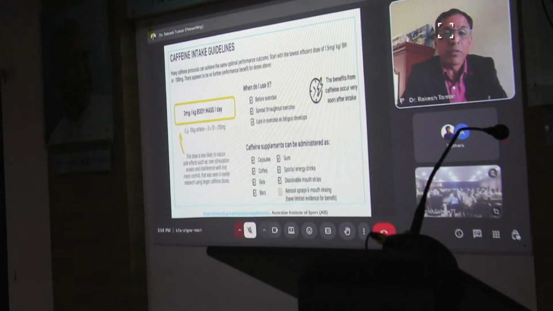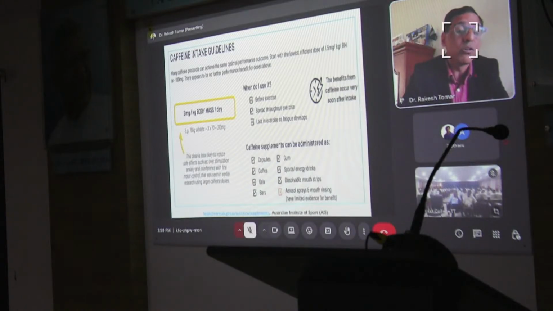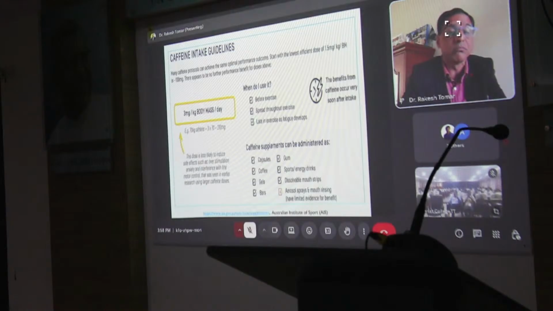So, if you take the higher dose, you should not go more than 3 milligram, because this dose is likely to induce, even with this dose, when you take 3 milligram, if you take higher, of course there will be gastrointestinal discomfort. But even with 3 milligram, there can be some side effects such as overstimulation, anxiety, and interference with the fine motor control that was not seen earlier in research using larger caffeine doses. So you have to be careful.